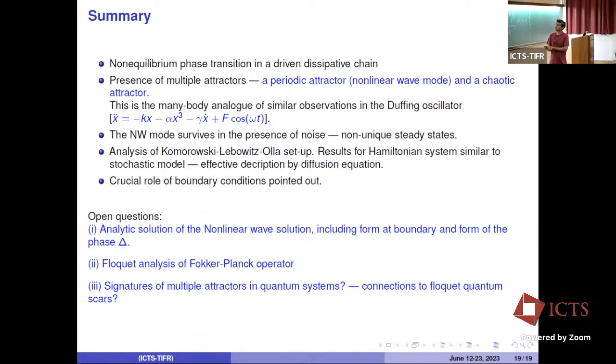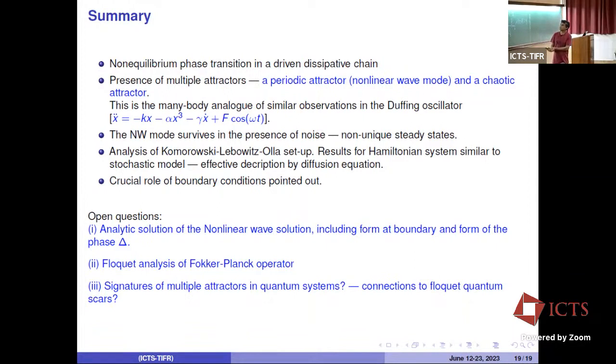So that's interesting. And then we looked at a model with slightly different boundary conditions, which is the setup of these people. And here we find that the results are very similar to what one finds for the stochastic model, and there's an effective description by a diffusion equation. For this case, there's no effective description by the diffusion equation, but with a slight difference in boundary conditions here, one is able to understand things much better. So the role of boundary conditions is really crucial in this system.